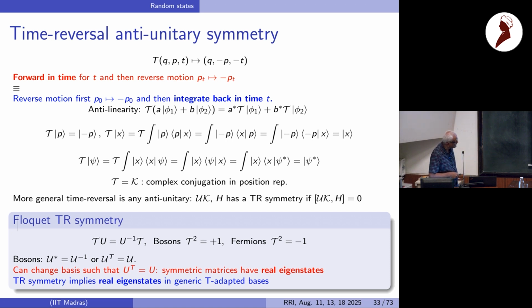And bosons will have, if you operate twice on this, a sign of +1, fermions will be -1. So we'll be mostly concerned with the bosonic case. In the bosonic case, it implies that such a symmetry, that is UK square equals +1, implies that this unitary here, which is implementing this anti-unitary symmetry, is a symmetric unitary. So U transpose is U.